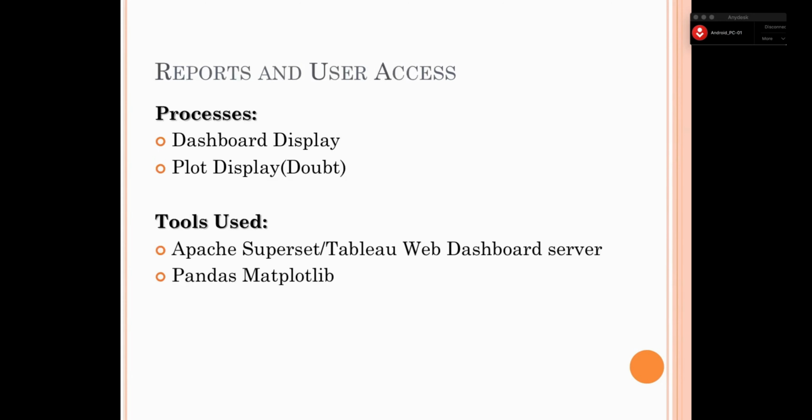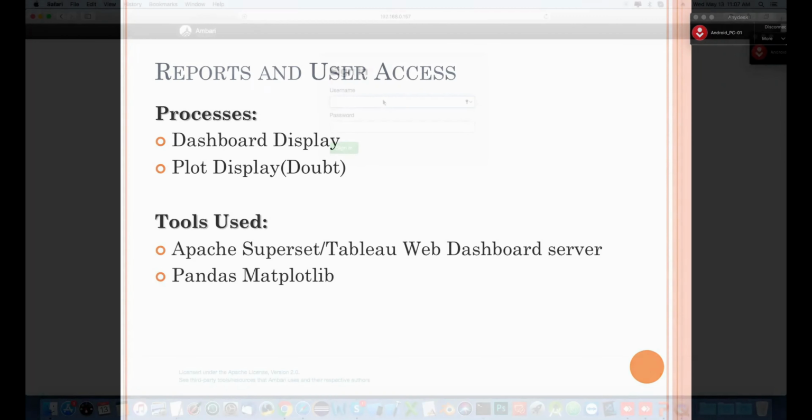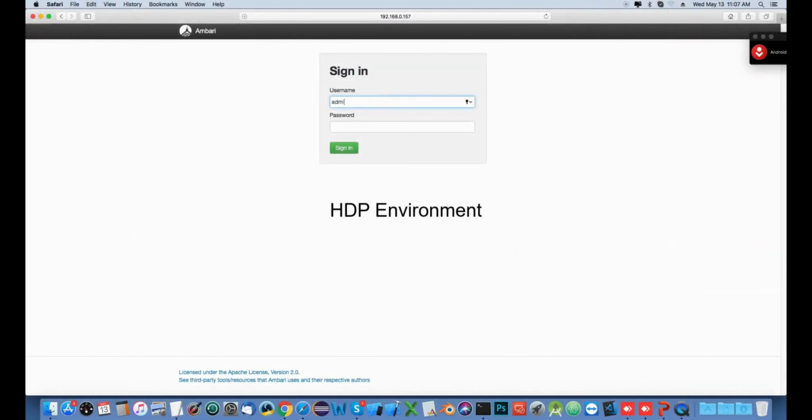Visualization reports and user access. The purpose of this stage is to display the output and make this information available for the user. The tools used for these processes are shown on the screen.